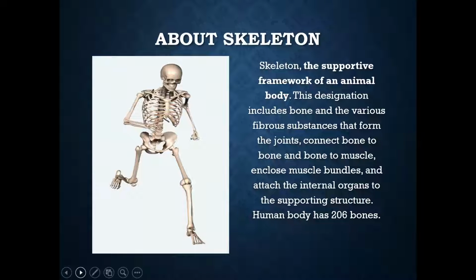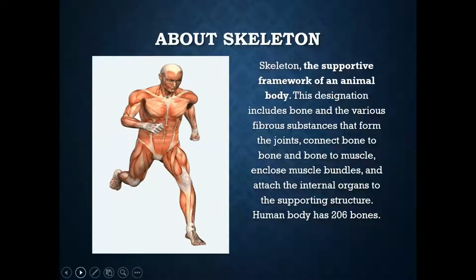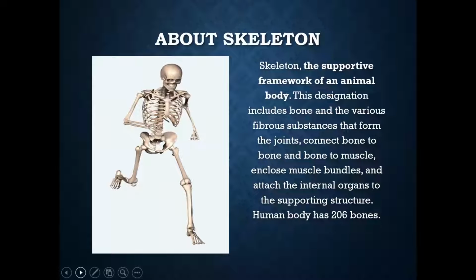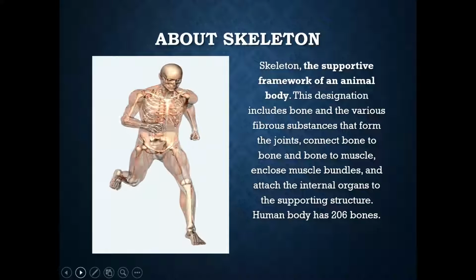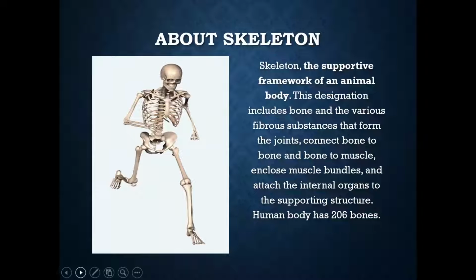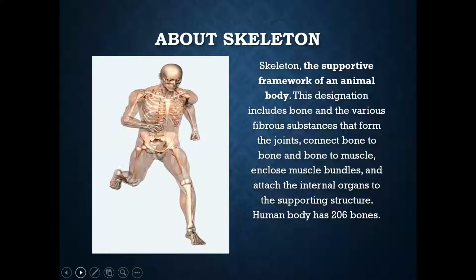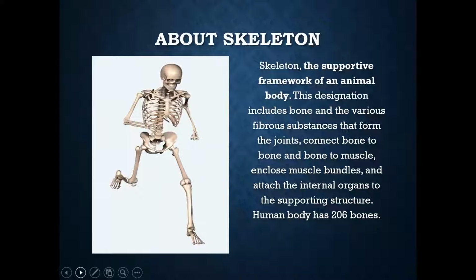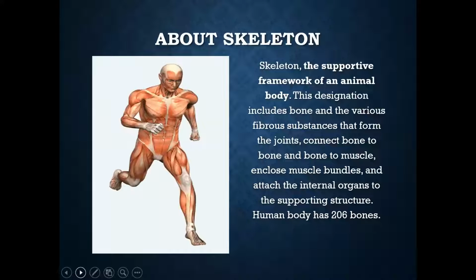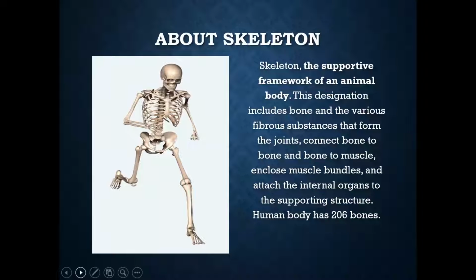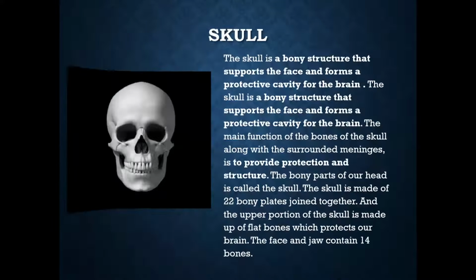Now, about the skeleton. Skeleton: the supportive framework of an animal body. This designation includes bone and the various fibrous substances that form the joints, connect bone to bone and bone to muscle, enclose muscle bundles, and attach the internal organs to the supporting structure. So, the human body has 206 bones.